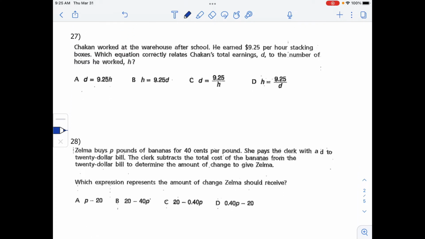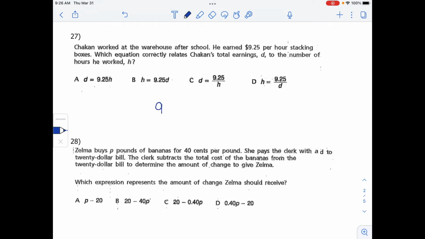Number 27. Chakan worked at the warehouse after school. He earned $9.25 per hour stacking boxes. Which equation correctly relates Chakan's total earnings, D, to the number of hours he worked, H? Right, well, if he's working $9.25 per hour, that means he's getting paid $9.25 for 1 hour. If he works for 2 hours, we would double that amount, $18.50. If he works for 3 hours, we would triple that amount, $27.75.